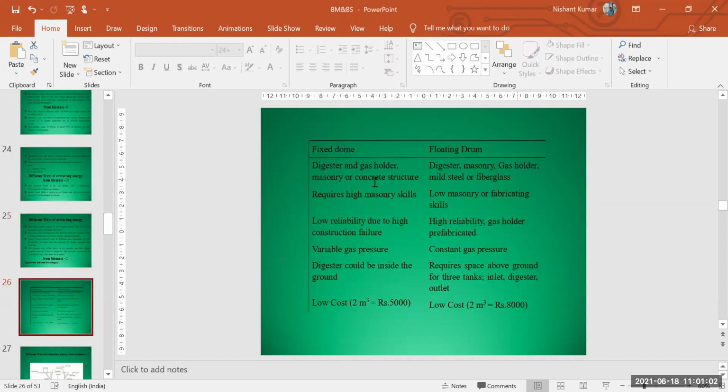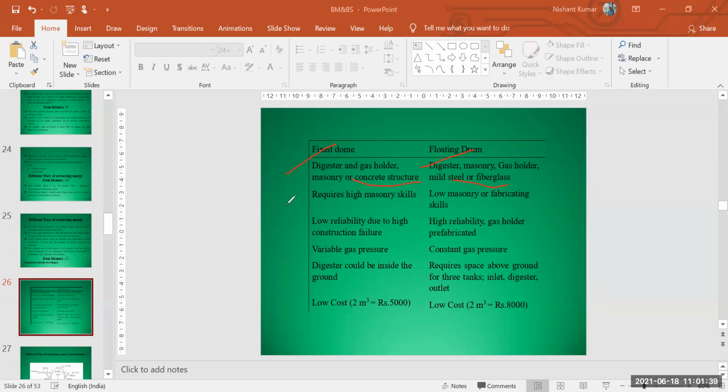Now, comparison between your fixed dome and floating drum. You could see the digester is the first part. In the fixed dome, the digester and gas holder are a masonry or concrete structure. In the floating drum, the digester is masonry and the gas holder is mild steel or fiberglass. So the material used over here is mild steel or fiberglass, versus a concrete or masonry structure. So this is one segment.